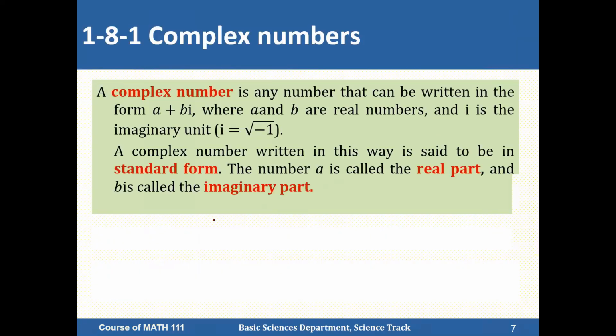So the standard form of a complex number is this: a, a real part, plus b, a real number, times i. This is called standard form. The a is called the real part and b is called the imaginary part.